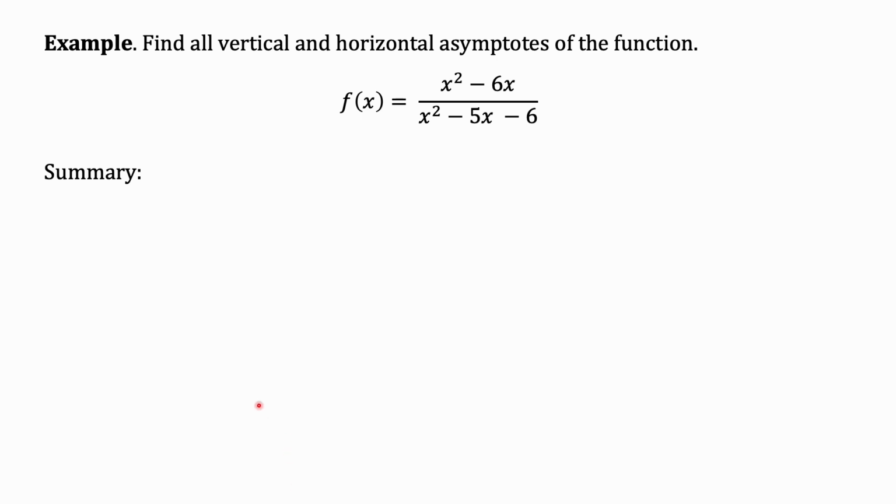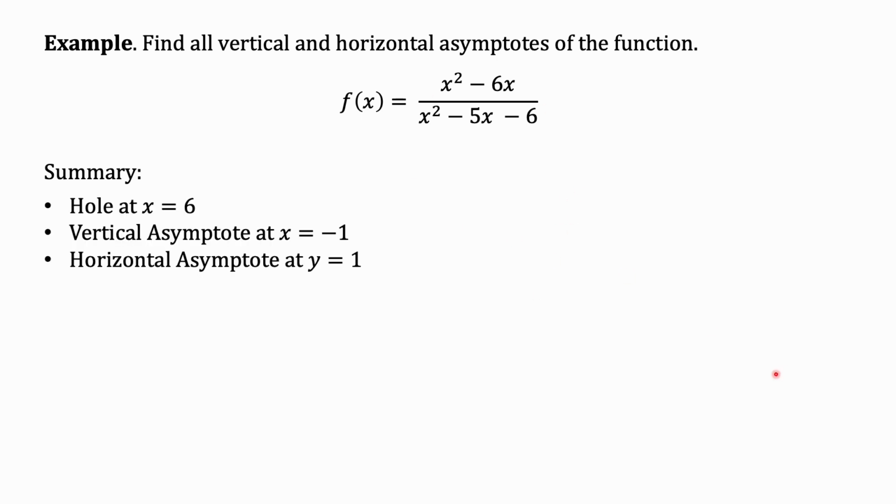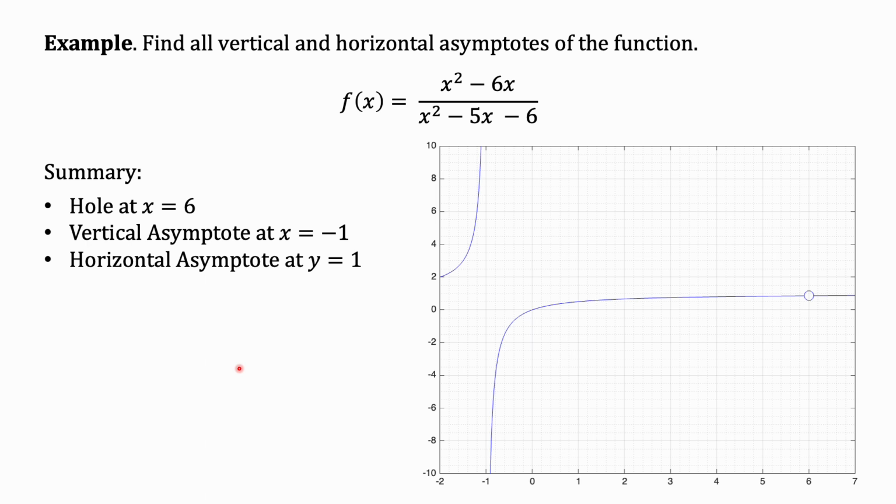So as I said, we have now found all of our vertical and horizontal asymptotes, and we also identified a hole. Again, in summary, our hole is at x equals 6, our vertical asymptote is the line x equals -1, and the horizontal asymptote is the line y equals 1. Just to finish off this example, let's take a look at the graph and make sure that this all makes sense. Here I've plotted the function f of x. I just plotted it from -2 to 7 because that's the domain where all of our interesting points are occurring, right?